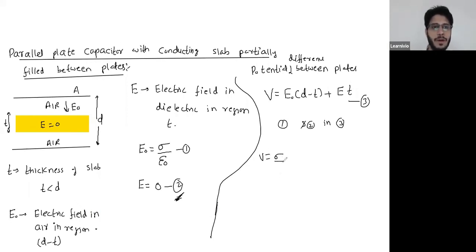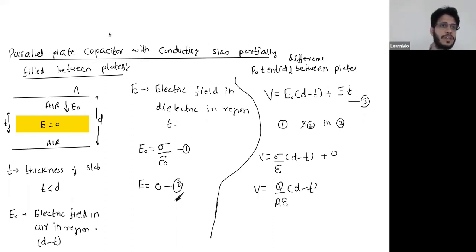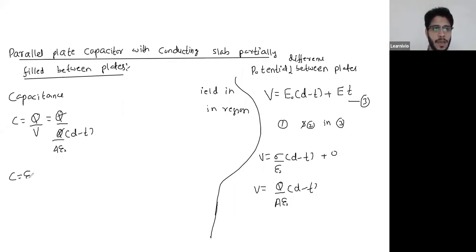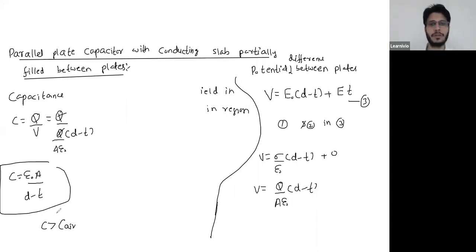If I quickly substitute the values, your V will be sigma by epsilon naught times D minus T, plus zero. So V is simply Q over A epsilon naught times D minus T. Next, you can calculate C. Now capacitance C is the ratio of Q by V. So it's Q by A epsilon naught D minus T. Q gets cancelled out. So capacitance is epsilon naught A over D minus T. This capacitance is again greater than the capacitance of air.